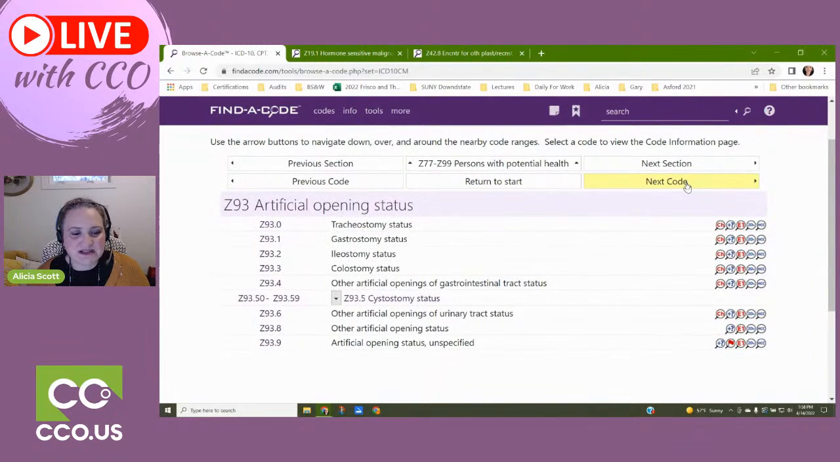Again, just peruse these. These are artificial openings that we already went through. Now, the other time, those codes were for encounter 4, meaning we were treating or working on that ostomy. This is the status. So, of course, if you're having treatment to address the encounters to address your, not colonoscopy, ectomy, then again, in your record you would be a Z93.3 because you had a colostomy.